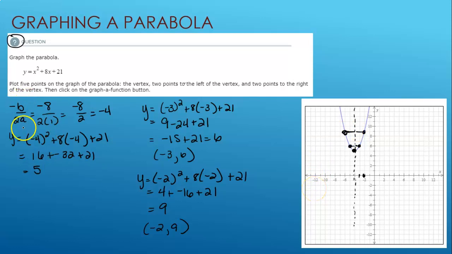So again, I use negative b over 2a to get my axis of symmetry. I substituted in to get my vertex. So my vertex was at negative 4 comma 5. And then I chose numbers that were close to the axis of symmetry to substitute in, and used mirroring to get the points on the opposite side.